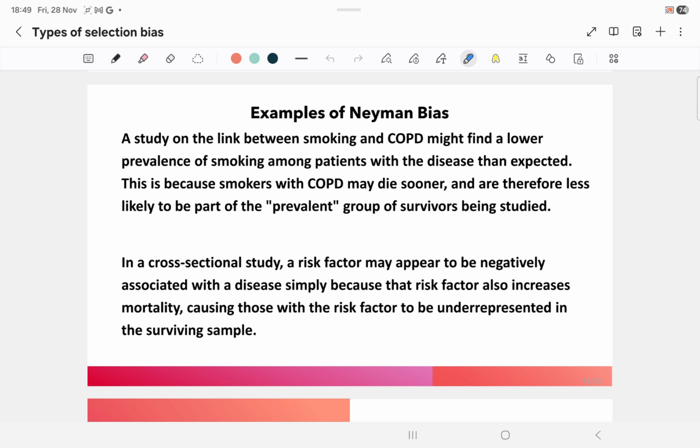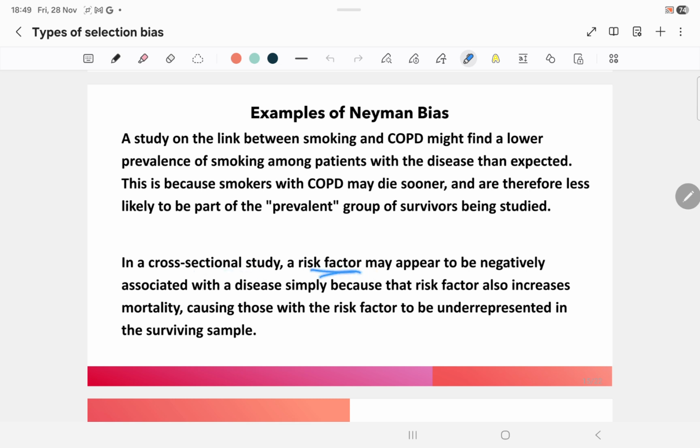But a new person who doesn't know that there is an association between smoking and lung cancer might think smoking doesn't cause lung cancer because there are so many smokers, but hardly any COPD patients. He might think that smoking is protective for COPD or lung cancer, but that is not the case. The problem here is that COPD patients or lung cancer patients are dying more quickly because of the smoking.